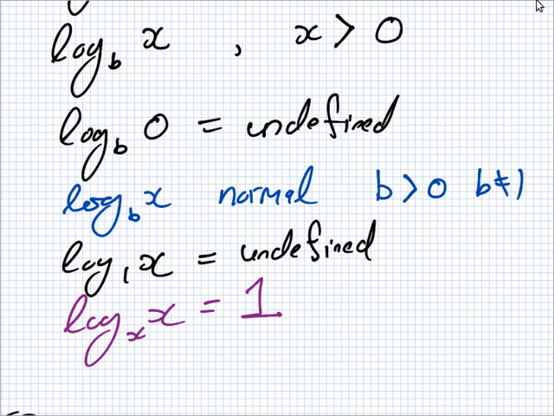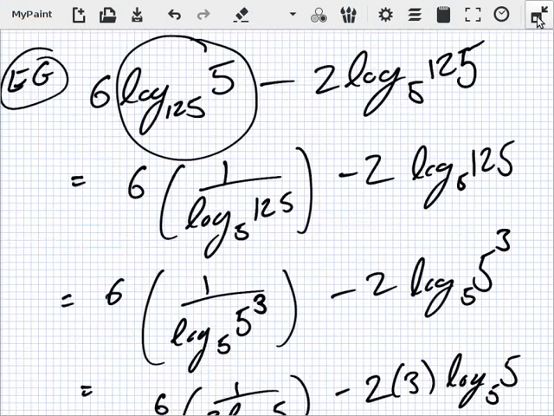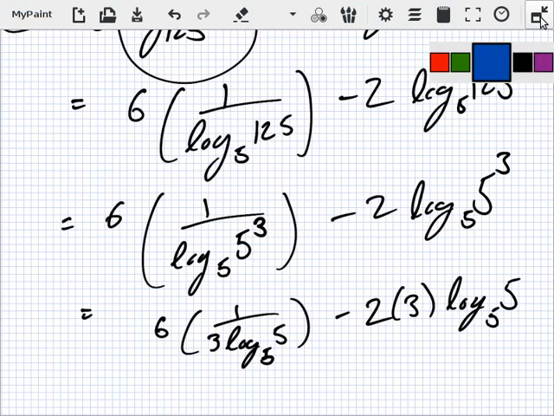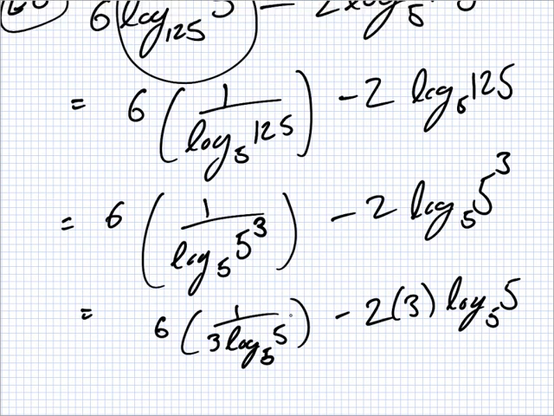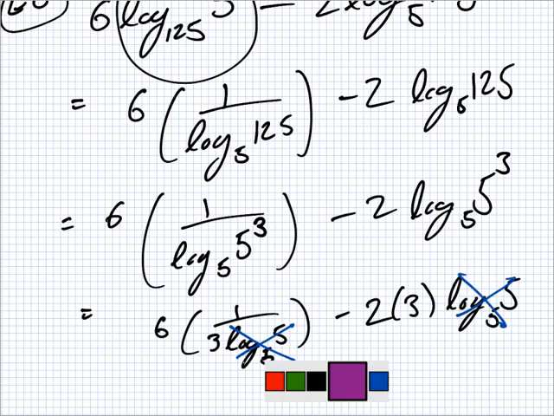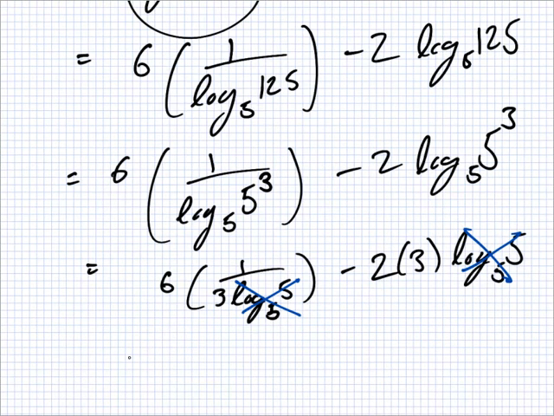So if I go back here, what can I do? I can cancel the 6 and the 3. No, not that cancelling just yet. Log 5 is what? 1. So that's gone, and that's gone. Now let's cancel. So 6 over 3 is 2, and 2 minus 6 is minus 4.